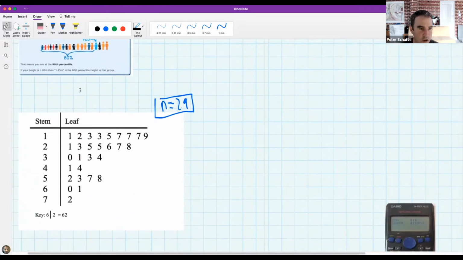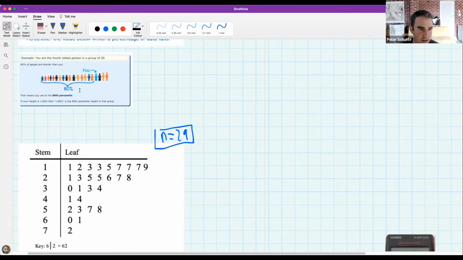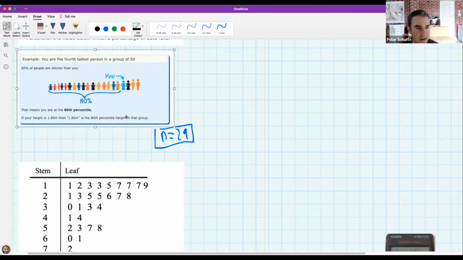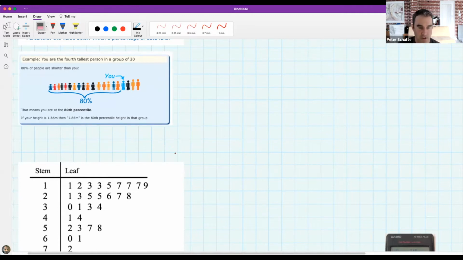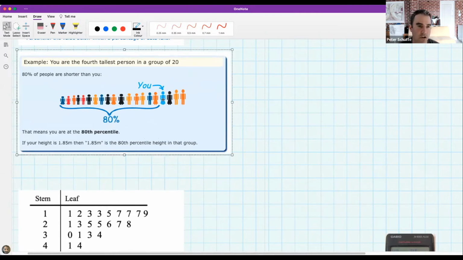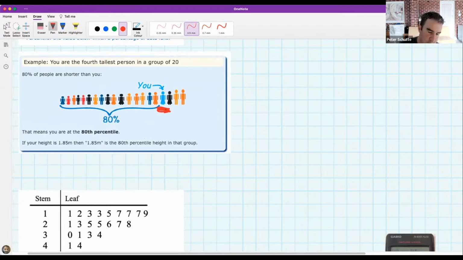So if we look at what a percentile is, here's a little example that I've drawn up here. If you imagine people standing from shortest to tallest, and there are 20 people in a group, and you are over here. This position over here is called the 80th percentile, or P80, because 80% of the data is below and 20% of the data is above.